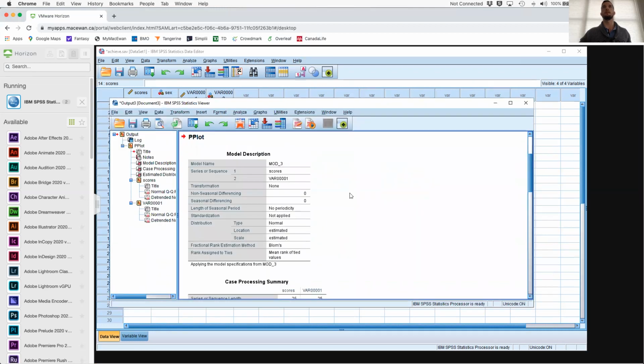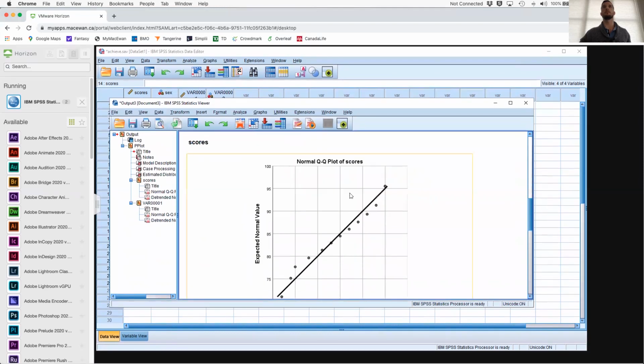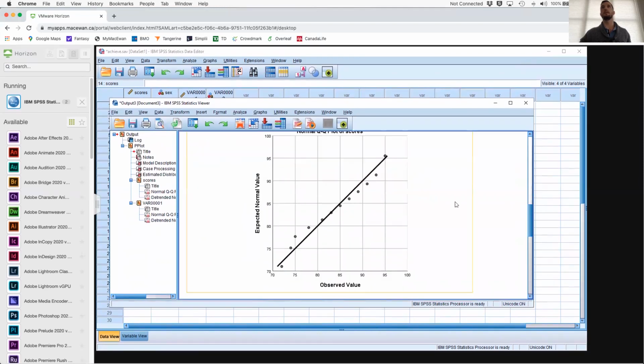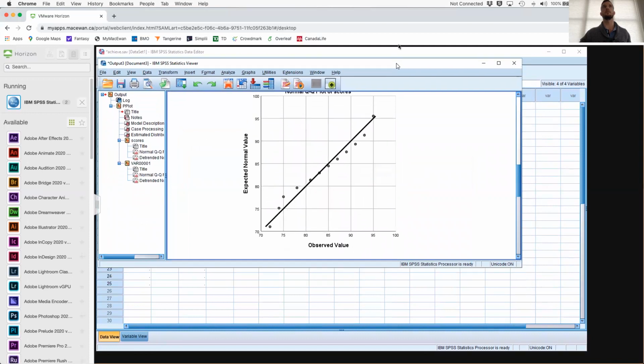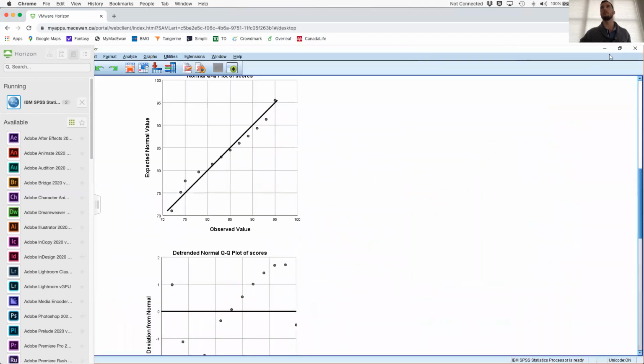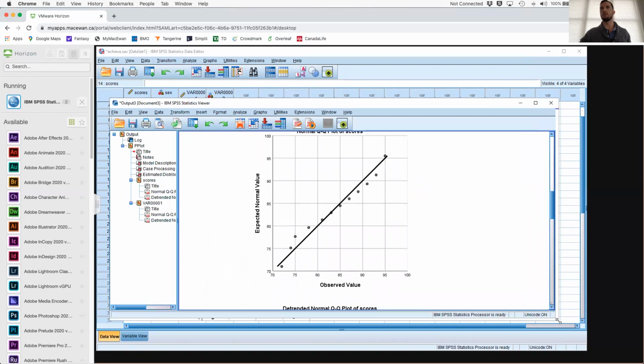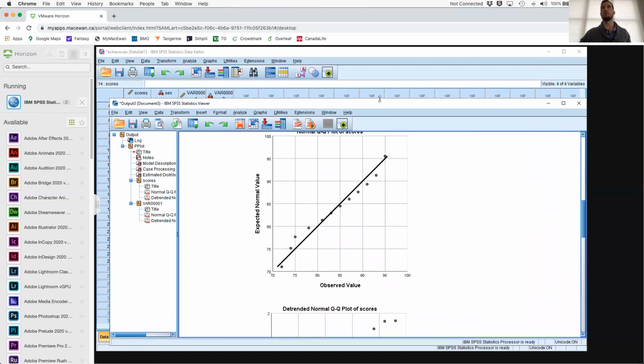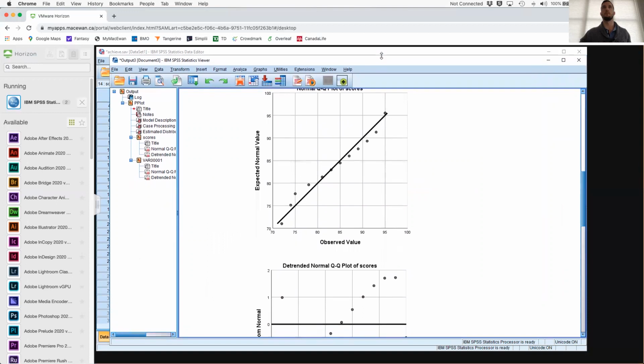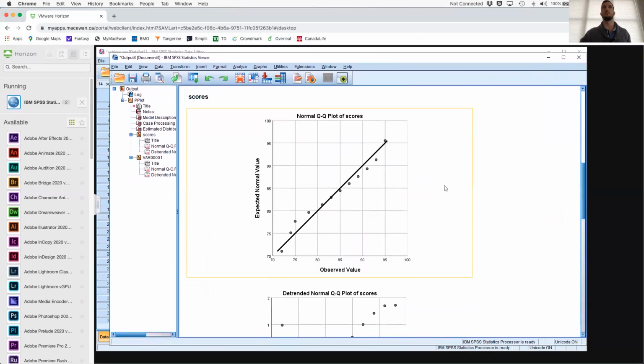Then I click OK. And as I scroll through the output, here is the QQ plot for the male scores. All right, so I'm going to take this and attach it to my output. So I'm going to screenshot this first one here.